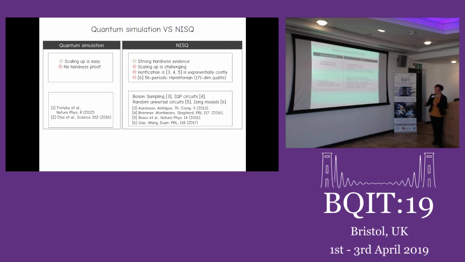What we would like to do in this talk is try to combine the advantages of these two worlds and apply this sort of machinery to these quantum simulation devices. Okay, so from here on, I will start talking about our contributions.